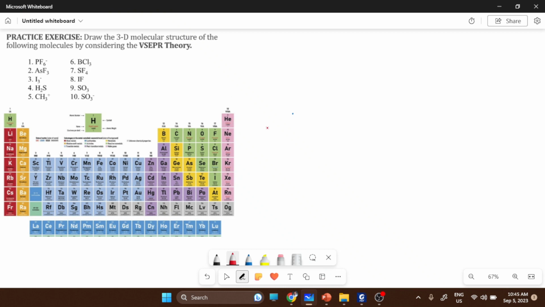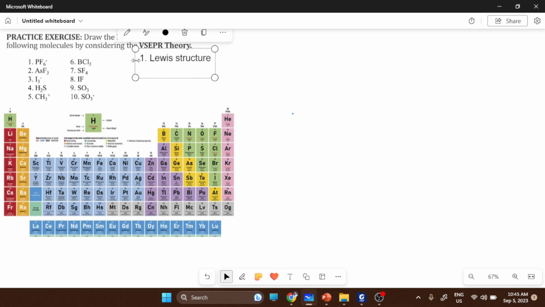Okay, I just pasted our exercises for convenience, and I also pasted the periodic table. To start with, these are the steps you need to remember when drawing the 3D molecular structure of molecules by considering the VSEPR theory. First and foremost, you need to draw the Lewis structure, as stated in the book. Next, determine the electron geometry. So, what are those? Those are the trigonal planar, tetrahedral, trigonal bipyramidal, and octahedral.